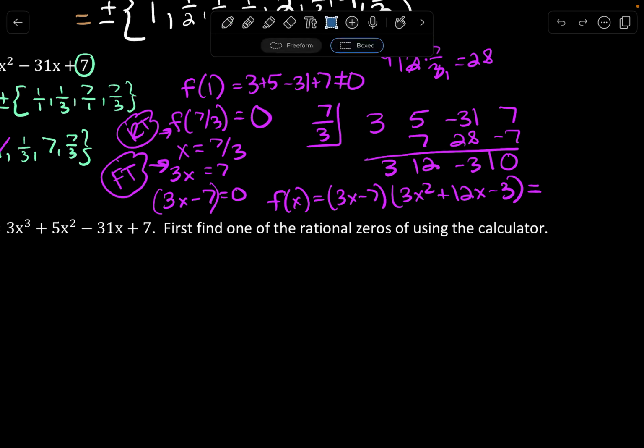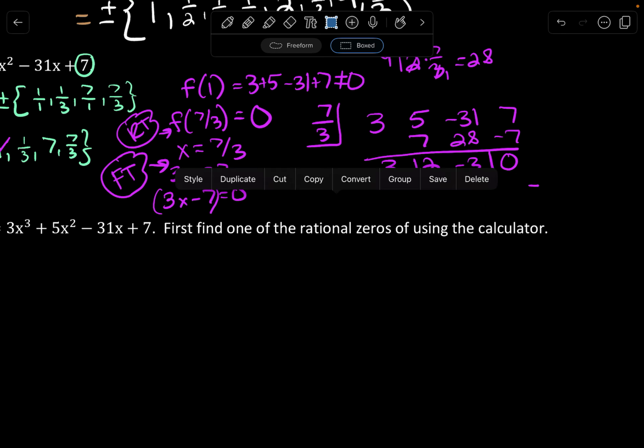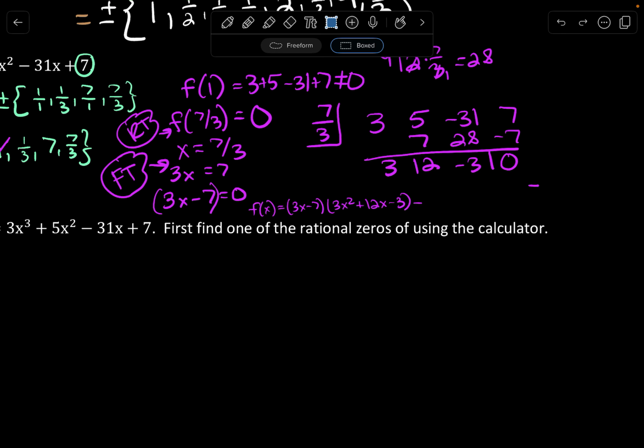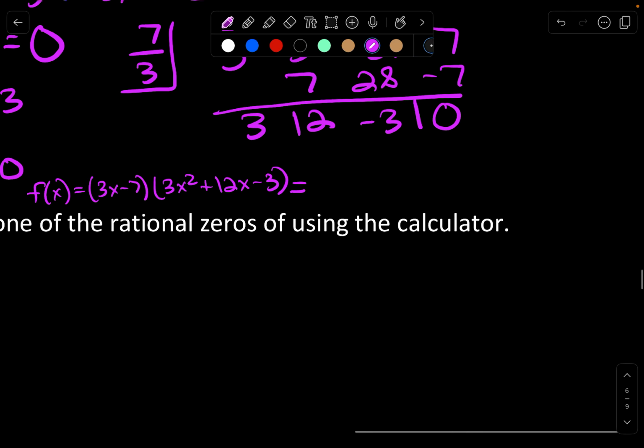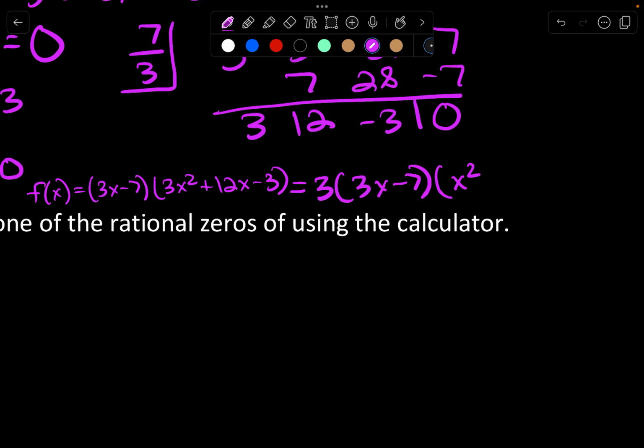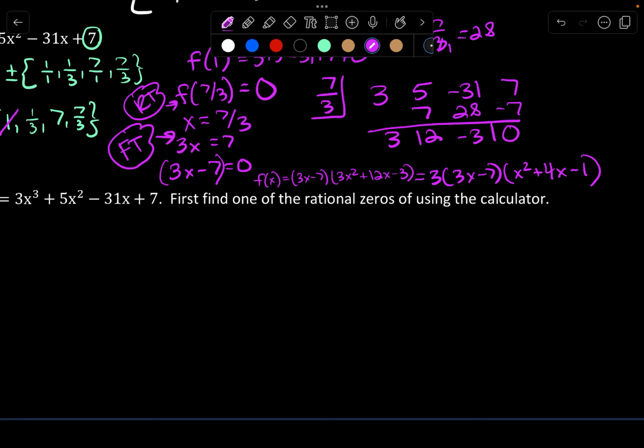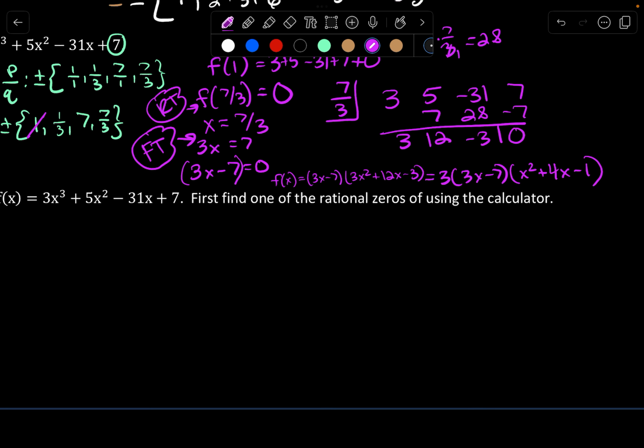So I'm going to make this a little bit smaller so you guys can see. It's really small. Oops, where'd it go? There we go. All right, so this will be equal to 3x minus 7. Let's put the 3 out front. And then we're just left with x squared. 12 divided by 3 is 4. And then negative 3 divided by positive 3 is 1. So that is our factored form.